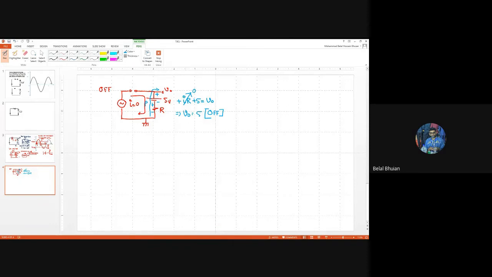So now we have obtained the input-output relationship when the diode is off and the input-output relationship when the diode is on. So let's bring the input-output relationship when the diode is on. So V naught, when the diode is on, V naught is equal to what? Vi plus 0.7 volt.